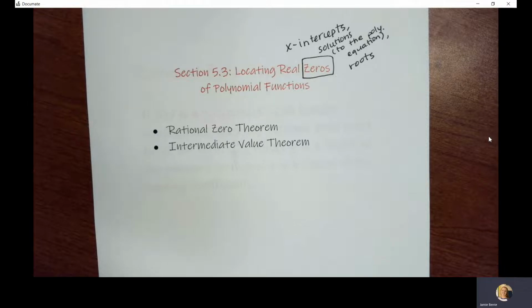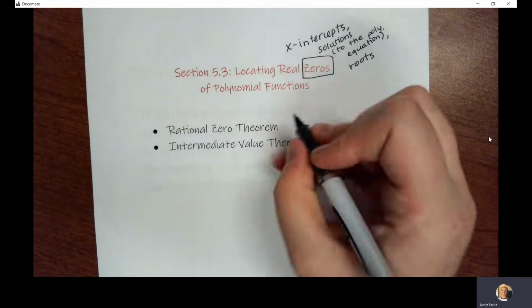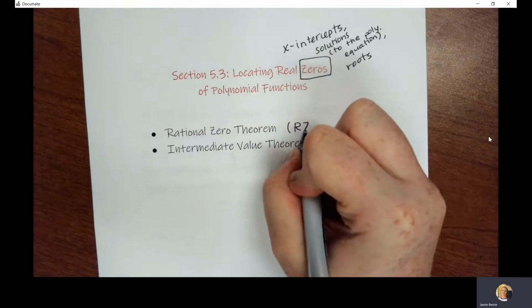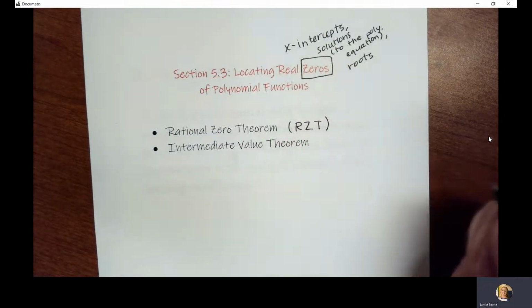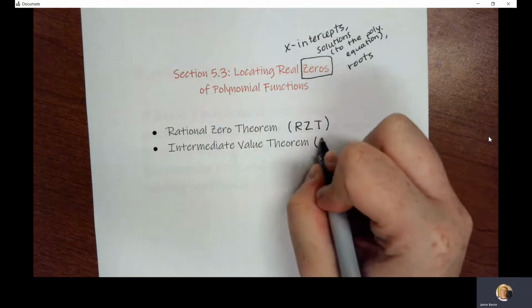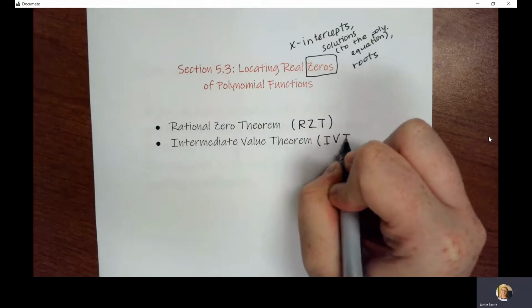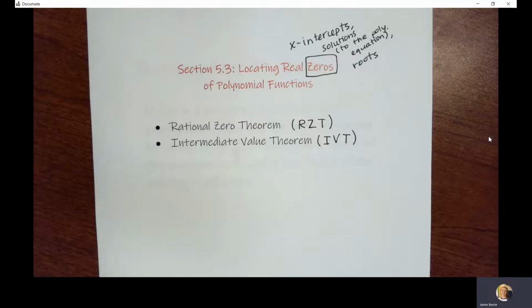So we're again continuing to talk about polynomials. In this section, we're going to specifically talk about two theorems that allow us to locate x-intercepts of polynomials. We're going to first talk about the rational zero theorem, which I will sometimes abbreviate RZT, and then the intermediate value theorem, which I will abbreviate IVT.